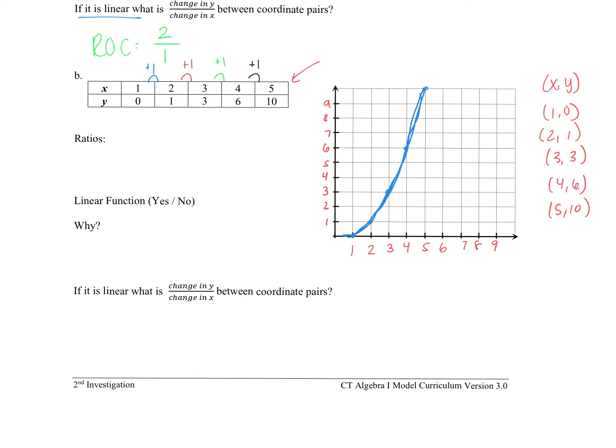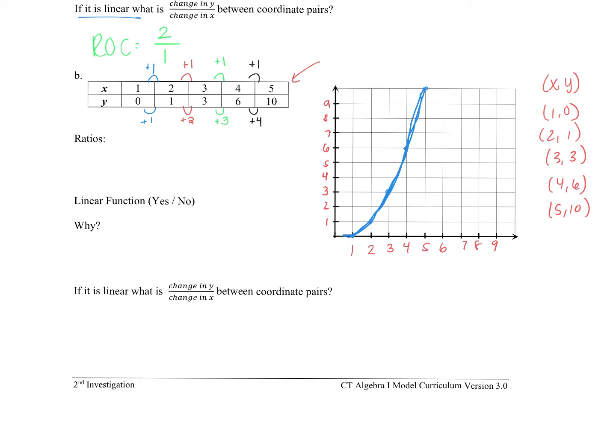Okay? So now we're going to do the same thing, but we're going to find the change in y. So we just found the change in x. Now we're going to find the change in y. So once again, what happened from 0 to 1? I added 1. What happened from 1 to 3? How did I get from 1 to 3? I added 2. How did I get from 3 to 6? I added 3. And how do I get from 6 to 10? I added 4. Okay, so you've completed step 1 and step 2. You found the change in x and you found the change in y.